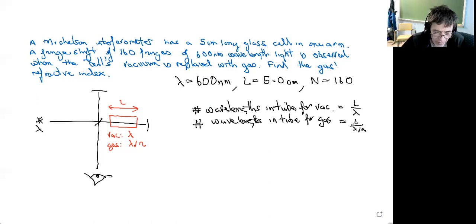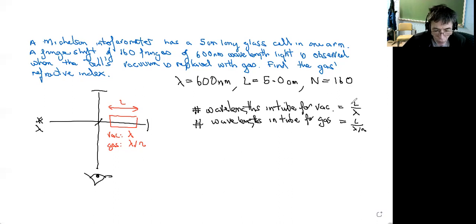And so this is the number of wavelengths when we got gas in the tube. The first line was the number of wavelengths when we got vacuum in the tube. And they're a little different, by a factor of the refractive index. There's a little more wavelengths when we got gas in because the wavelength is shorter. There's a little less wavelengths when we got vacuum in there because the wavelength is longer.